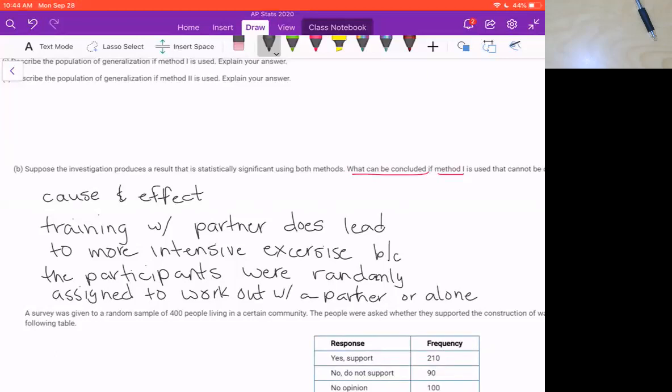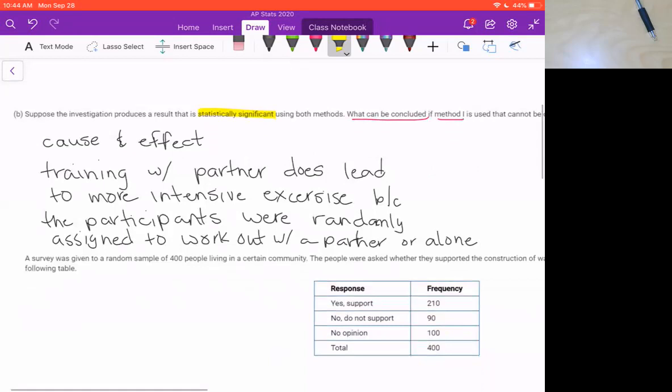With an observational study, we have no way of saying cause and effect. All we can say is that, hey, there's a statistically significant difference between the two groups, but I have no way of knowing why. So we can still see things that are statistically significant, but we cannot make a conclusion of why. With an experiment, we can. With the experiment, the why is, oh, because we randomly assign them to the two different groups. So working with a partner obviously affects the intensity of the exercise. That's one of the main reasons experiments are superior to observational studies when you can do them.